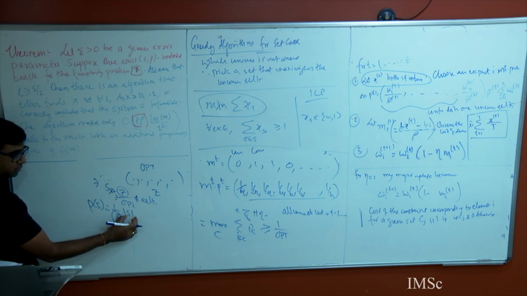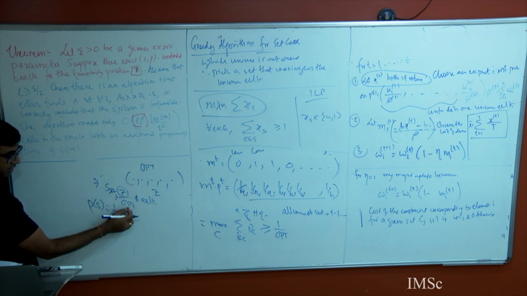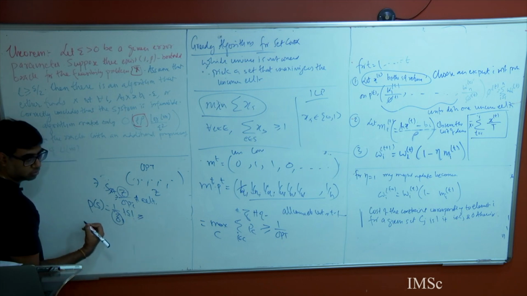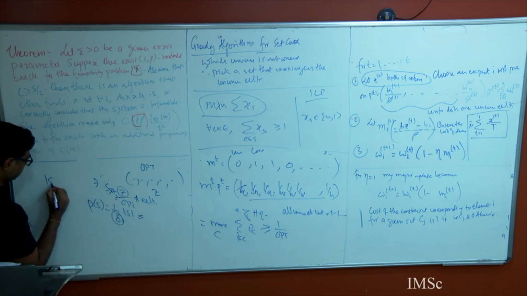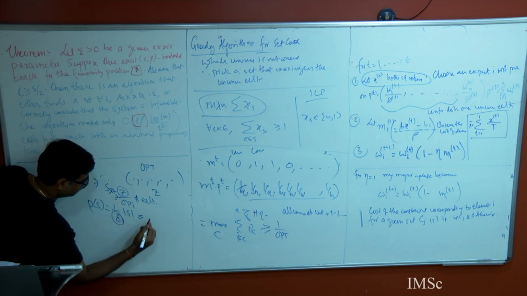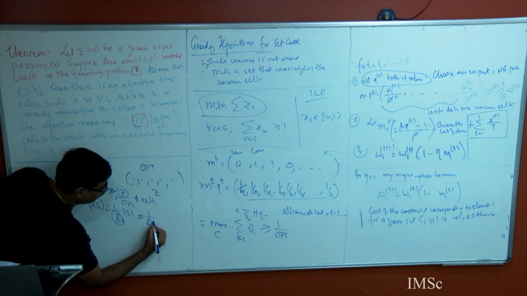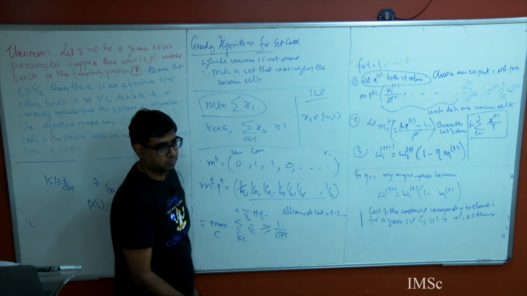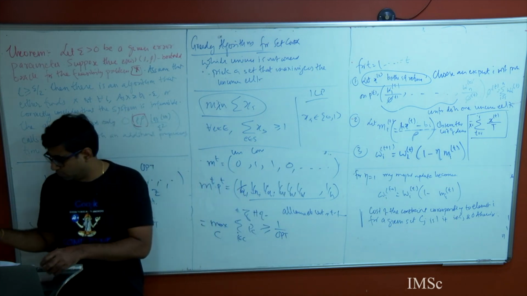Now what do I know about |S|? It covers at least Z over opt elements. So |S| is definitely greater than or equal to Z over opt, because it covers a 1 by opt fraction. So I replace this, and what will I get? 1 over opt. This is why this is at least 1 over opt, irrespective of whichever probability distribution you choose.